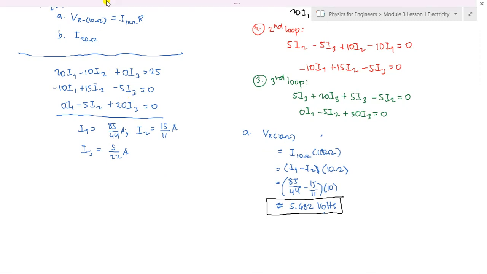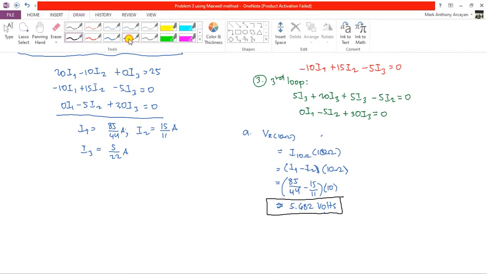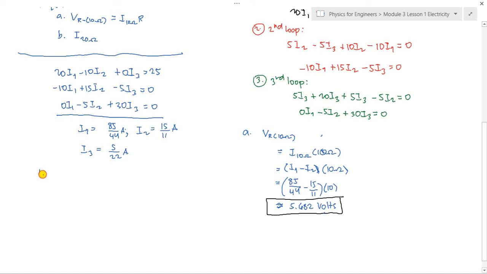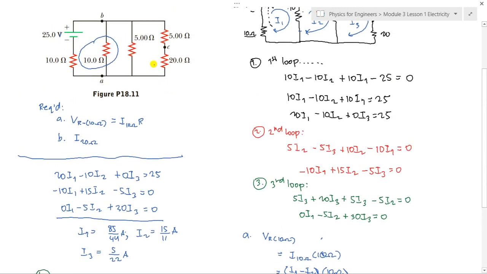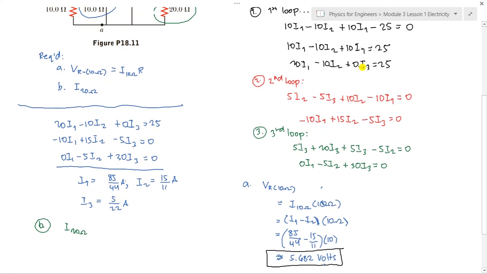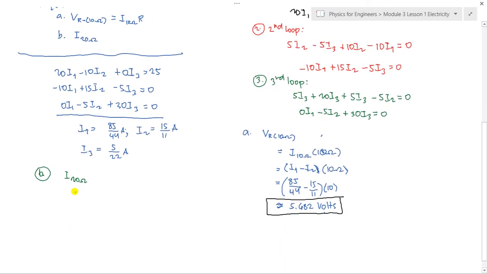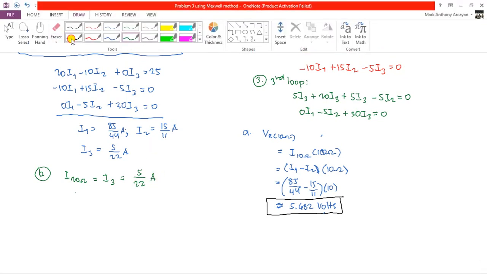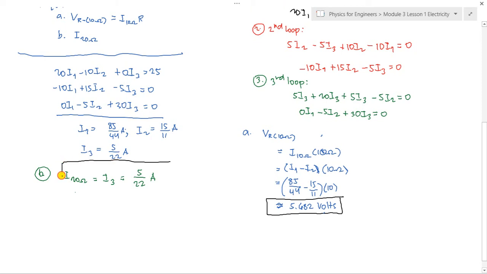Next, for letter B, we're going to solve for the current at the 20 ohm resistor. What is the current there? That is just equal to I3. And what is I3? I3 is equal to 5 over 22 amperes. So that is our answer.